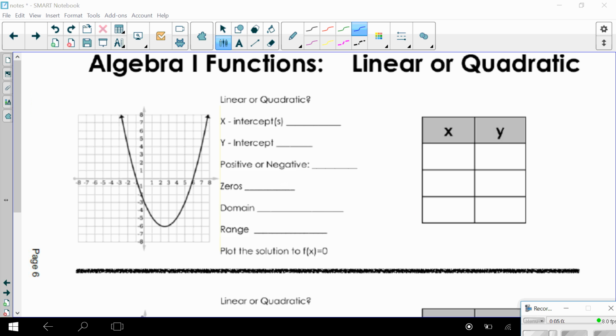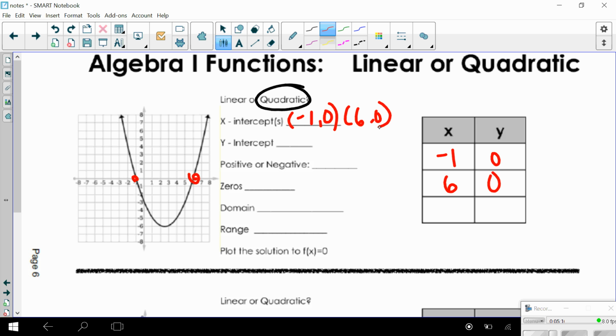This graph is a quadratic because it looks like a U. It crosses my x-axis at -1 and 6, and my y-axis at -3. It is a happy quadratic, so it's going to be positive.